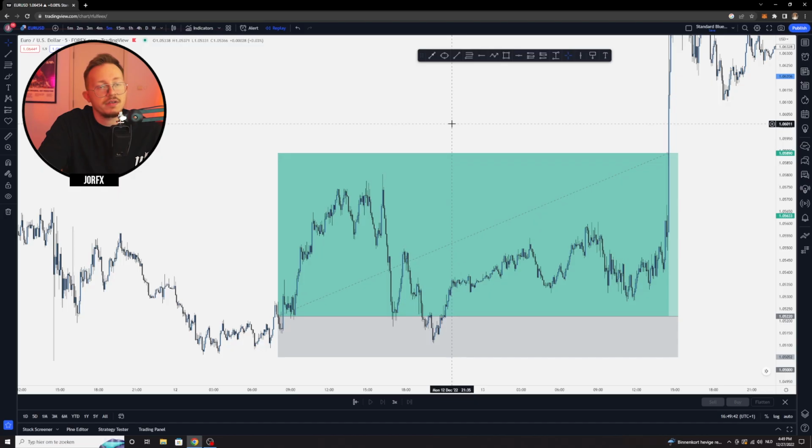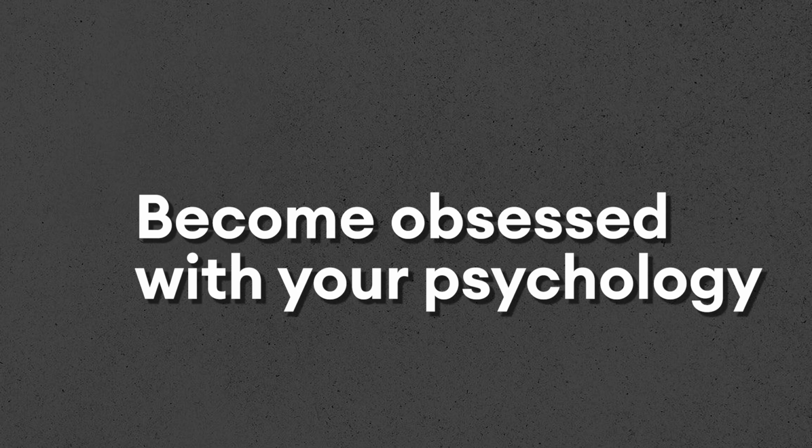A losing trade is never a loss if you do something with it. If you learn something from it, it is never a loss, because it is an experience that you paid for by losing the trade, but it is not a loss. You have to see it as an experience gained, so that you can more easily win the next one. And then the last tip that I want to give you guys is become obsessed with your psychology.